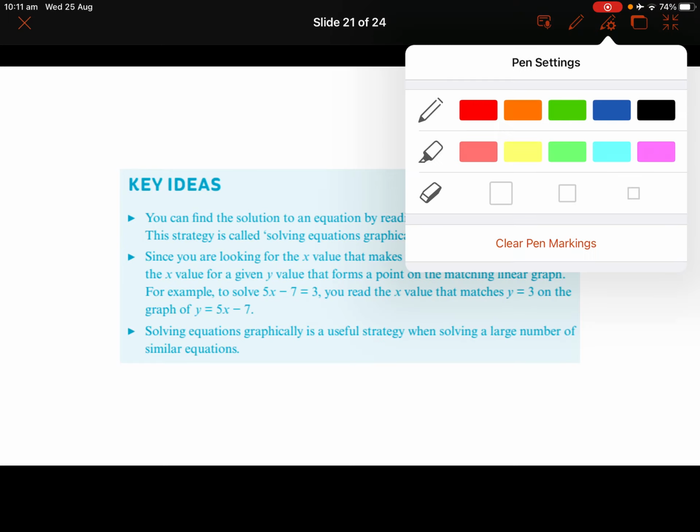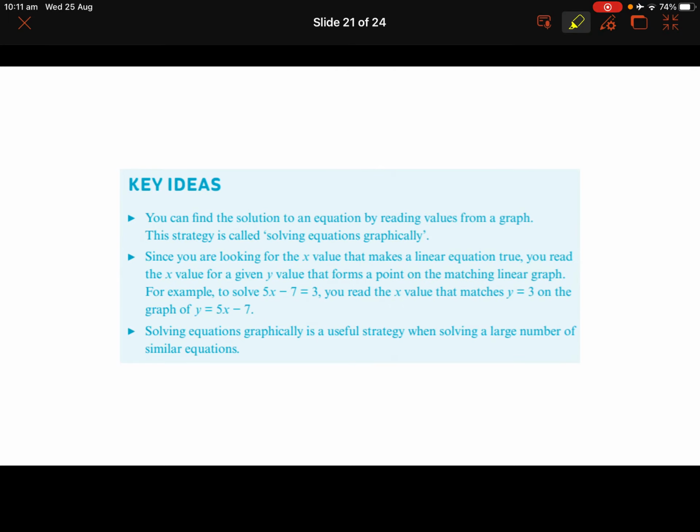So some key ideas. Let's get my highlighter. You can find the solution to an equation by reading values from a graph. The strategy is called solving equations graphically. Okay, so remember, find the solution. It's finding x equals something, or y equals something, or any variable. So when we're finding the solution, we're trying to find the value of the pronumeral. And we can do that by looking at values from a graph.